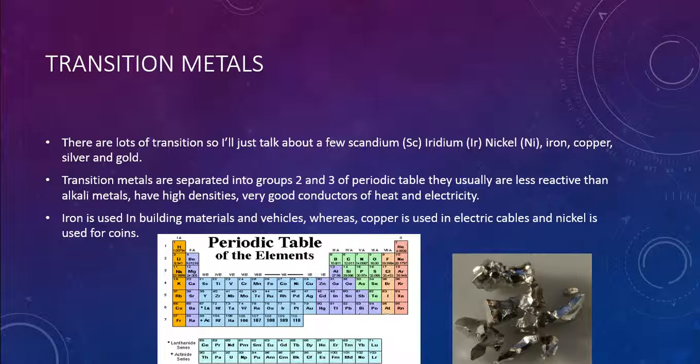They are quite a bit less reactive than the alkali metals. They have higher densities and are extremely good conductors of heat and electricity. Things like copper wires are used in electric cables, and copper is used for a lot of things. So they're extremely important. Iron is used in building materials and vehicles, and nickel is used for coins, like the 5p coins.